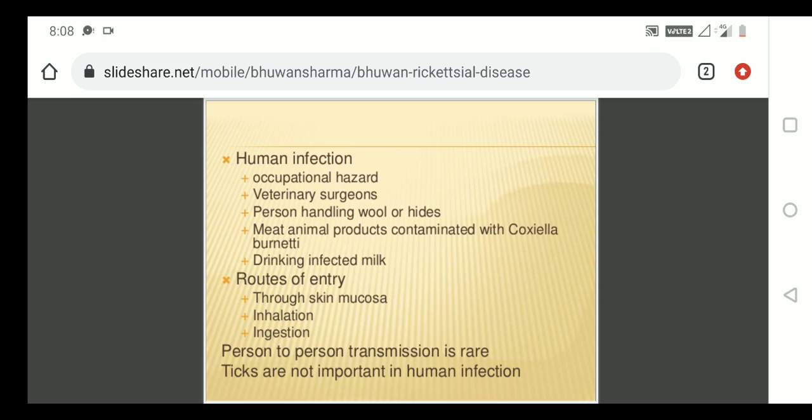The routes of entry for this condition are through the skin, mucosa, inhalation, or ingestion, that is taking it in through food. Rarely it can be transmitted from person to person, and ticks are not important in human infections. Actually ticks are not an important cause for human infections, and only rarely will it be transmitted from one person to the next person.